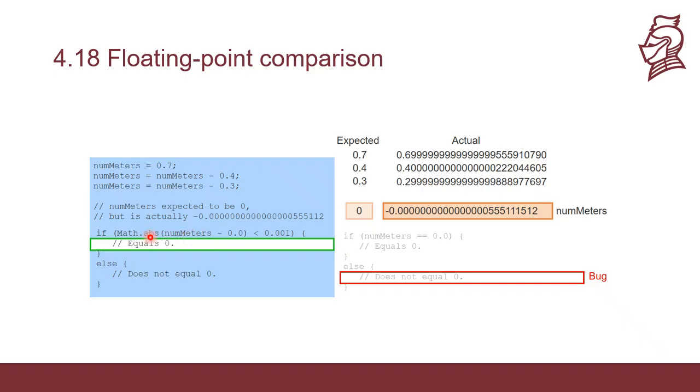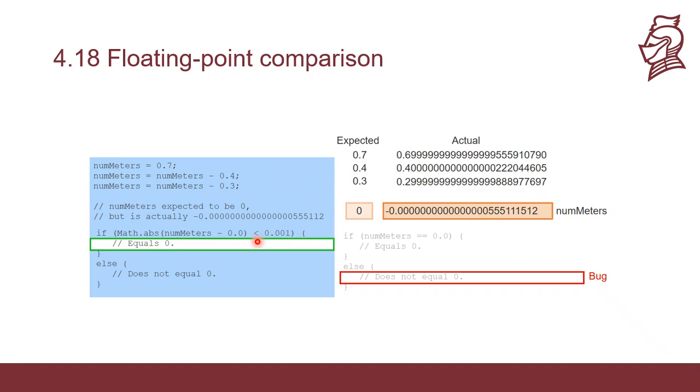We take the absolute value of it. What does that do? Well, whether it's negative or positive, it returns a positive number. So it's going to, in effect, make it positive, right? And then we check to see if the difference between num meters and 0 is less than some value. So we subtract 0 from num meters, and we check to see if it's less than 0.001. And it is. It's this really small number over here.